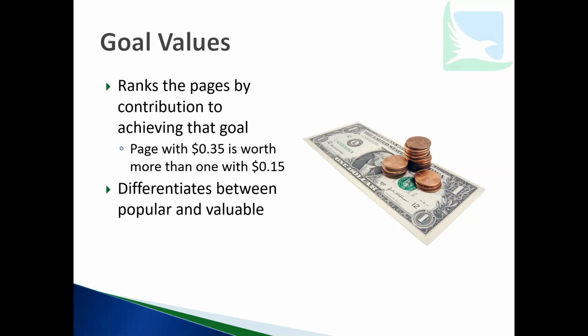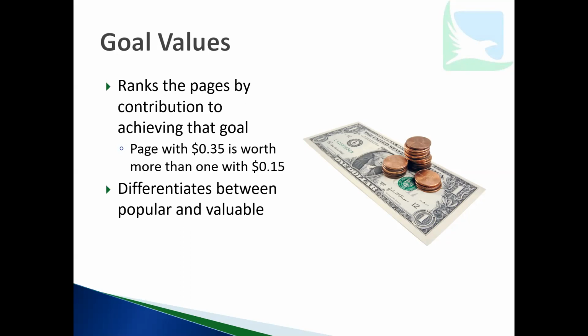Whereas people who went through page B achieved the goal a lot. So page B is way more valuable to you. And because you've put a dollar value on that goal, you've said this goal is worth $1, now Google can evaluate every single page that people use to get to that goal and put a dollar value on it.